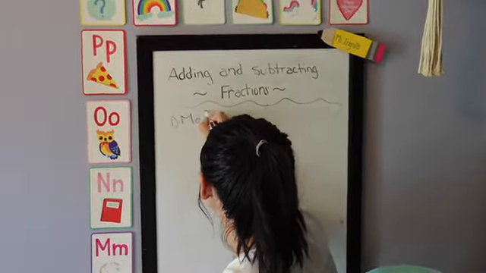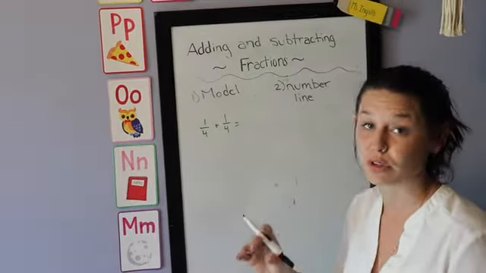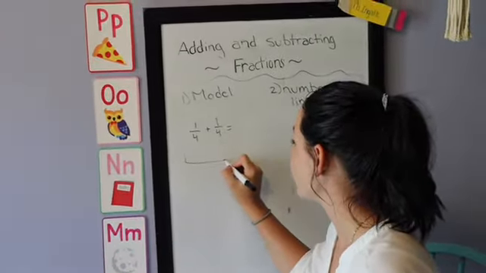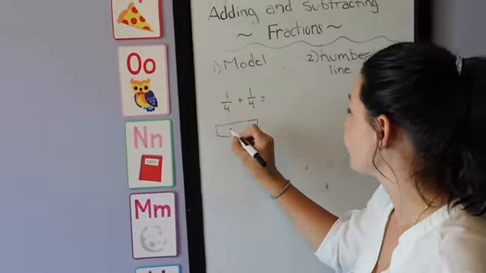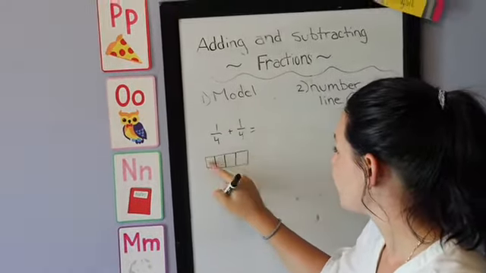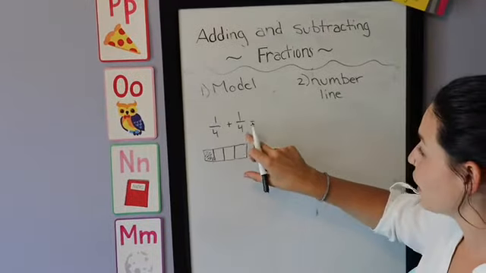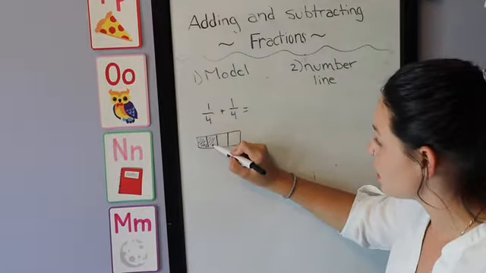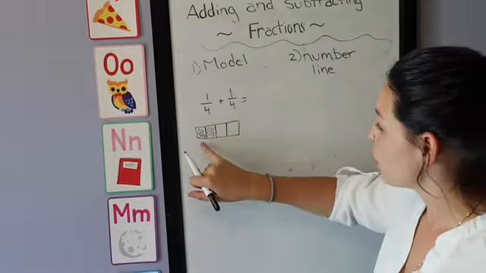So we're going to start with 1/4 plus 1/4 equals. So when we do the model, remember the denominator says how many pieces the whole is broken up into. So we have one whole, and we split it into 4 pieces. 1, 2, 3, 4. We have 1/4, which is going to be this. And then we're adding another 4th. So we're going to shade in another one. So then we have 1, 2.